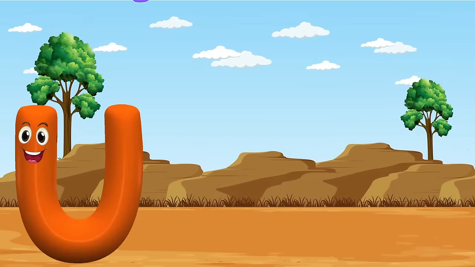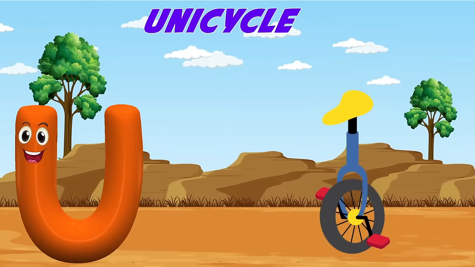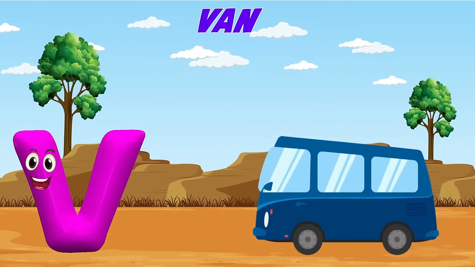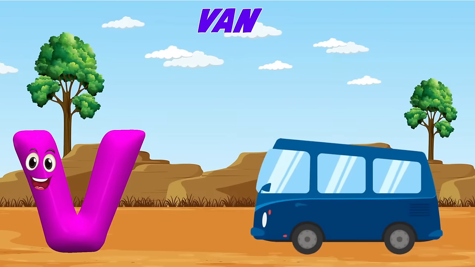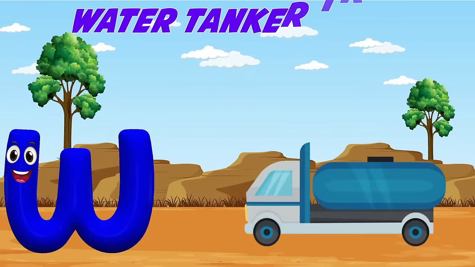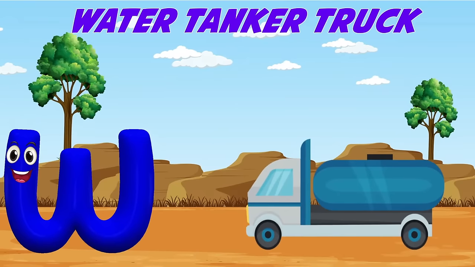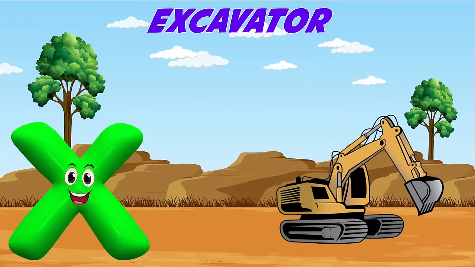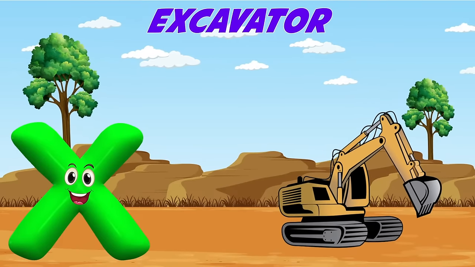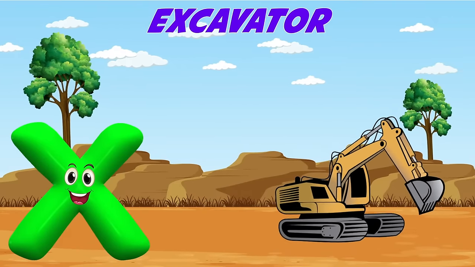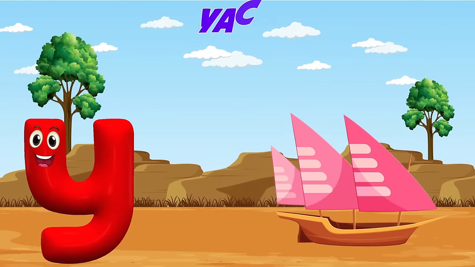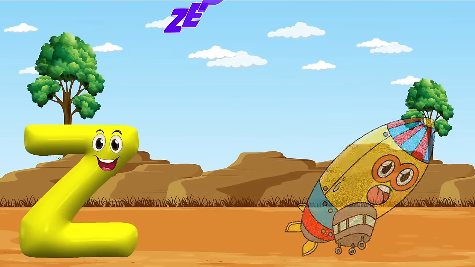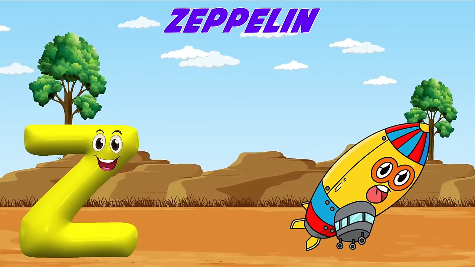U is for unicycle. U, u, unicycle. V is for van. V, v, van. W is for water tanker truck. W, w, water tanker truck. X is for excavator. X, x, excavator. Y is for yacht. Y, y, yacht. Z is for zeppelin. Z, z, zeppelin.